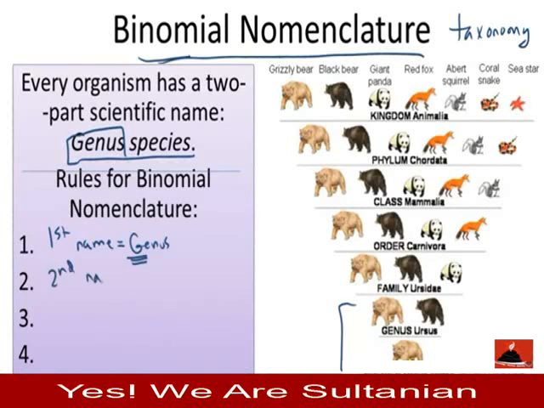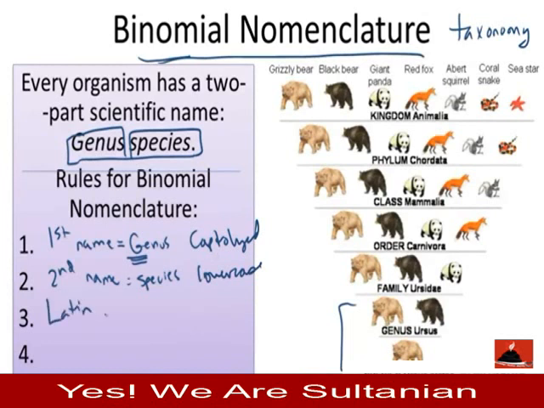The second word or name in the sequence is the species. And as you can see, it is always lowercase. Always use Latin words because it is unchanging and it can be understood widely. As you can see in most medical dictionaries, the roots of all Latin words are understandable because they don't change over time. And the name, when written, is always underlined or italicized.